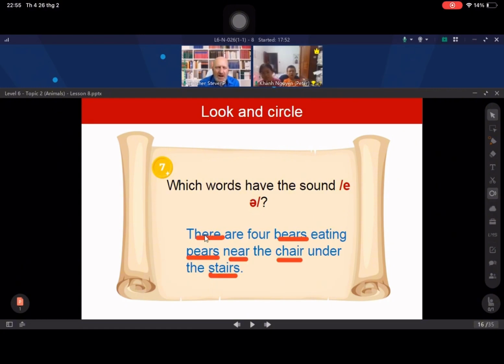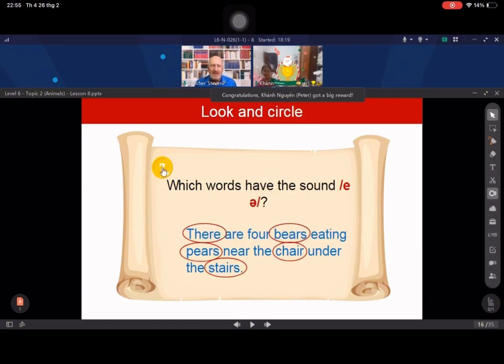Let's listen. There are 4 bears eating pears near the chair under the stairs. So I don't think it's near. Let's see. There are 4 bears eating pears near the chair under the stairs. Oops, sorry. There we go. Good job. Thank you. Well done. Okay, so very nice. So this is number 7.